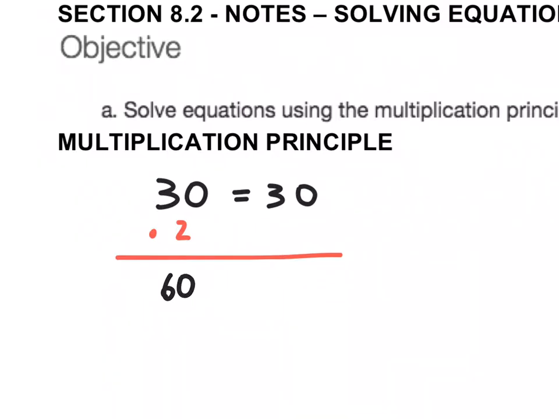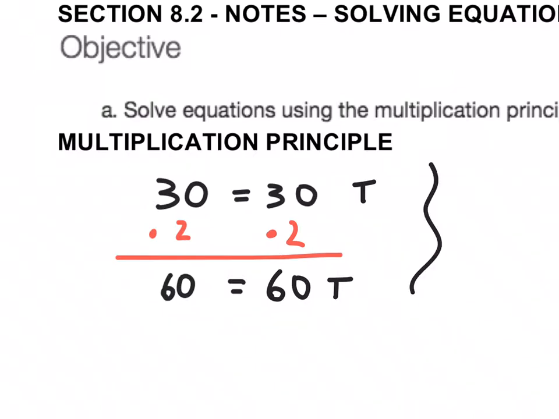Okay? And in order for me to keep this equation true, if I do something to one side of the equal sign, I have to also do it to the other. Okay? And so if I multiply this by 2, 30 times 2 is going to give me 60 as well. So this is true and this is true. All right, and that's the concept of the multiplication principle, is that when you multiply something on one side of the equal sign, you have to do it to the other.